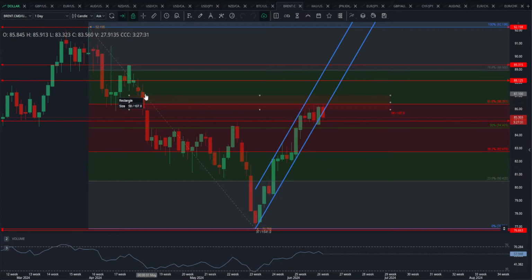If you want to sell it here, you can keep your stop loss somewhere around 87.25. I think that will be a good stop loss.